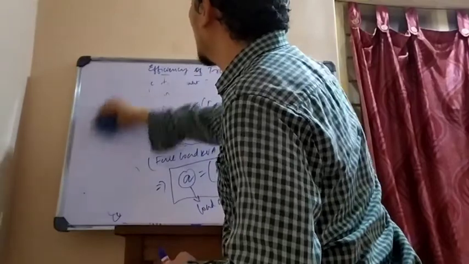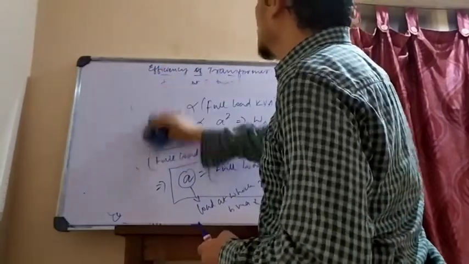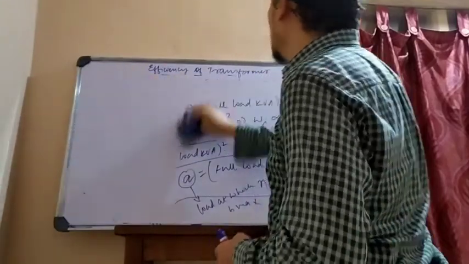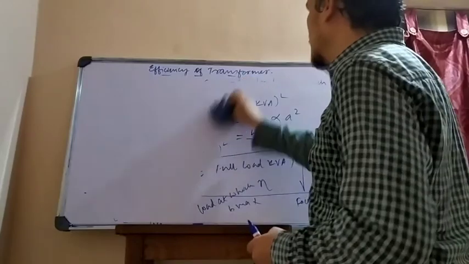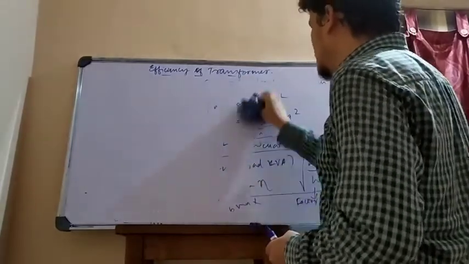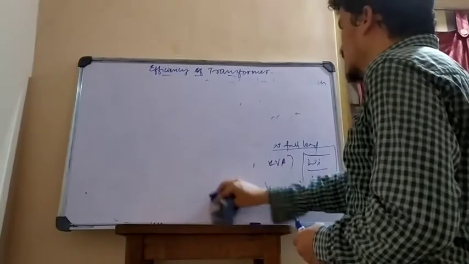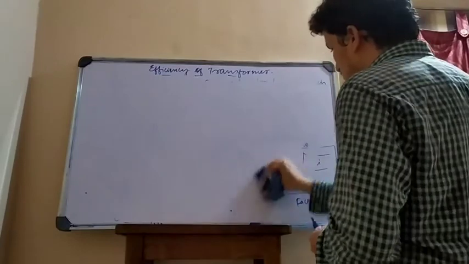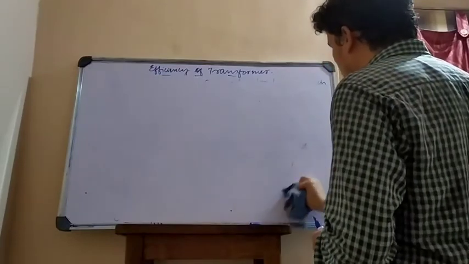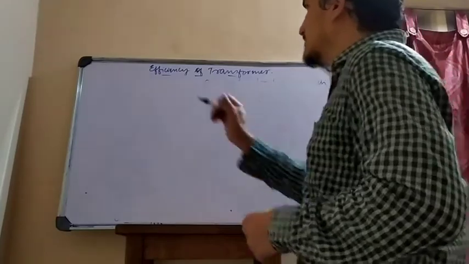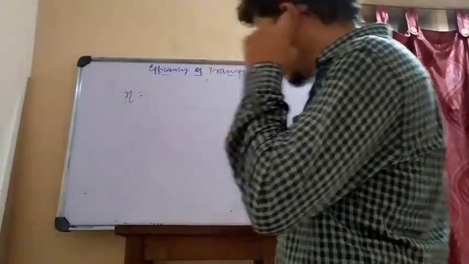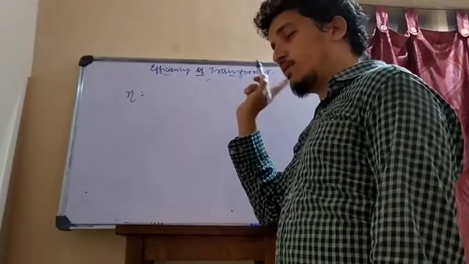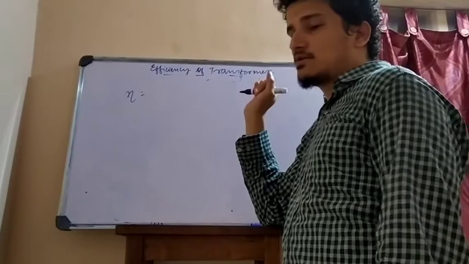So the last formula that is most important to solve the numerical problems on transformer efficiency, I will tell, it's very simple. Again, I have to go with the fundamental definition. What is efficiency? Efficiency is equal to output divided by input, right? What is output? Output is the rated kVA at which the transformer is loaded.